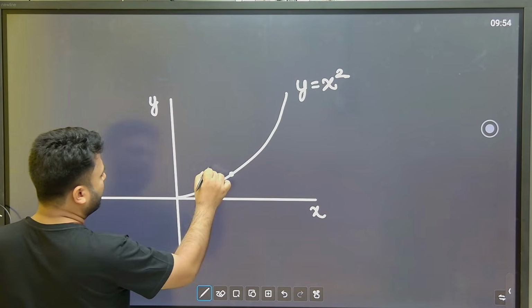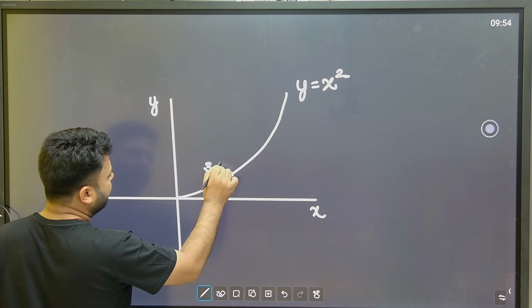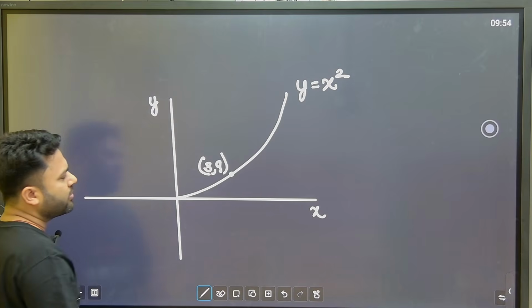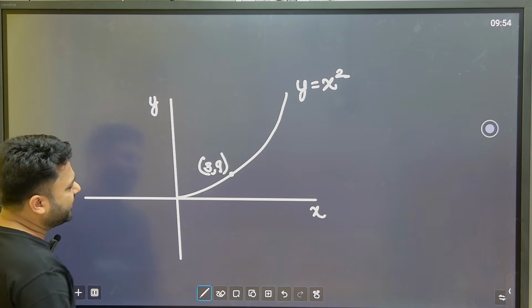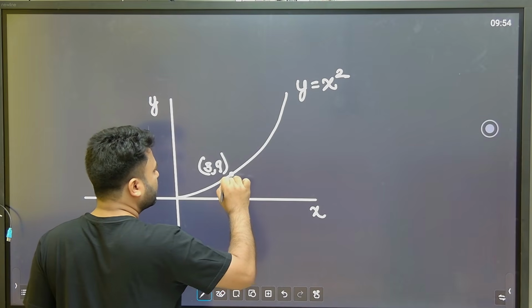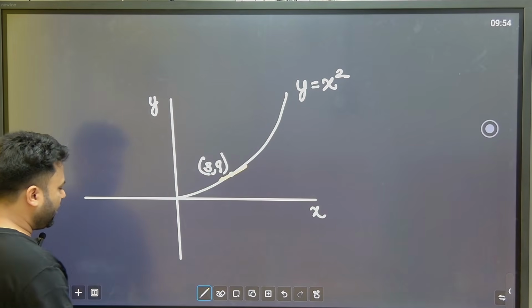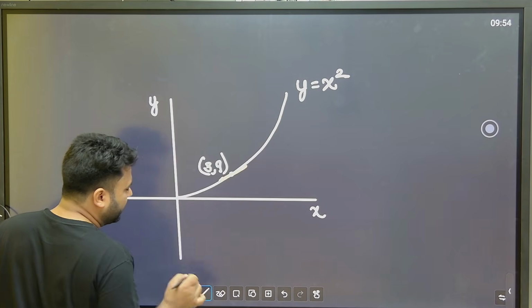Suppose x coordinate is 3, y coordinate is 9. They want to know what is the slope here. What is the slope? So you can draw first of all. You can feel the slope. Now if they ask what is the value of the slope, tell me.